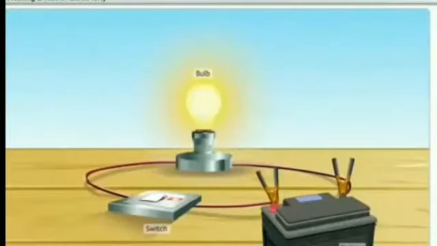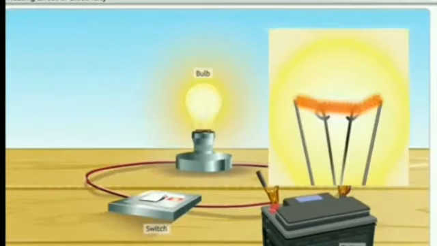When we switch on the bulb, the filament of the bulb turns red and the bulb glows. This is because when electric current passes through a metallic conductor, the conductor gets heated as electrical energy is transformed into heat energy. This is called the heating effect of electricity.